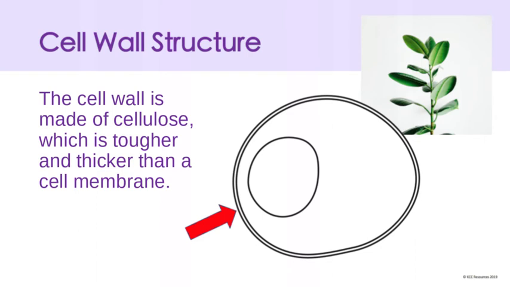So the cell wall is made of cellulose, which is tougher and thicker than a cell membrane. It's a really, really strong material, and this is what provides that rigidity and helps protect and support the cell for plants. Because remember, they don't have a skeleton system like an animal does, and so they need something to provide them some support and structure. And so the cell wall is beneficial to them in that way.